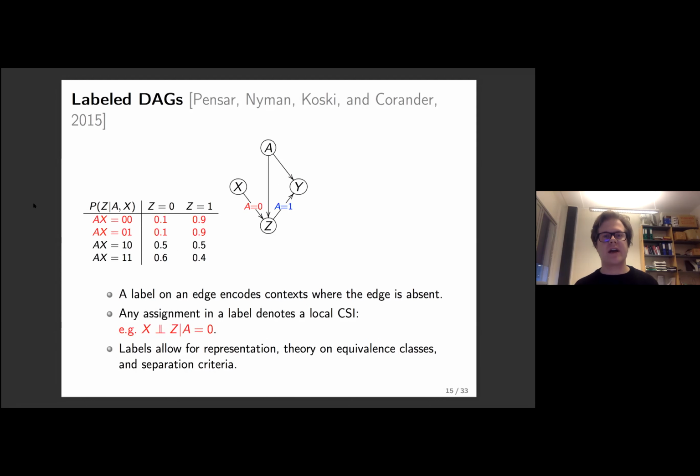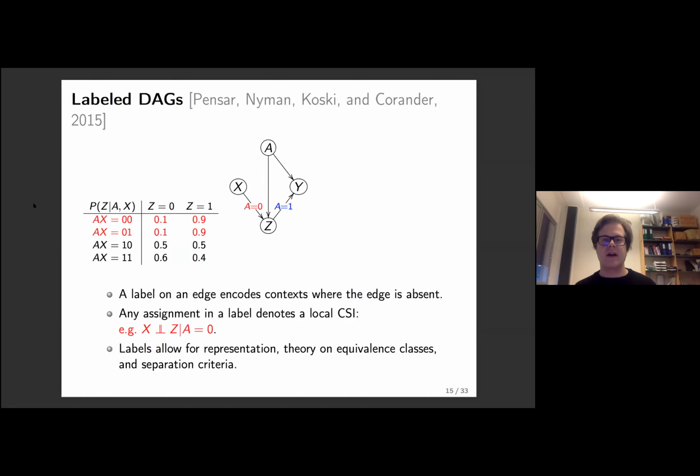So we use the labeled DAGs model of Pensar, Nyman, Koski, and Corander to model these context-specific independencies. The idea there is that it's basically a Bayesian network, but the DAG structure has labels on the edges, and the labels on the edges encode the context where the edge is missing. So for example, here, the red label A equals 0 means that the edge from X to Z is always missing when A equals 0. This label induces this local CSI, so X and Z are independent given A equals 0, and these local CSIs imply global independencies and dependencies.